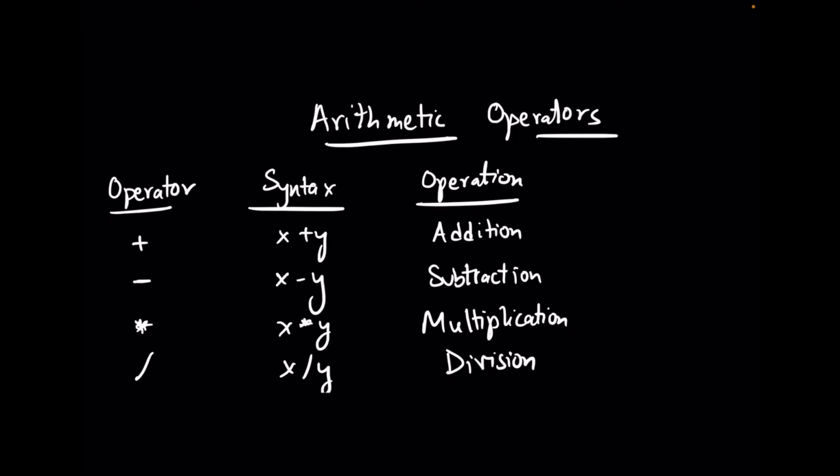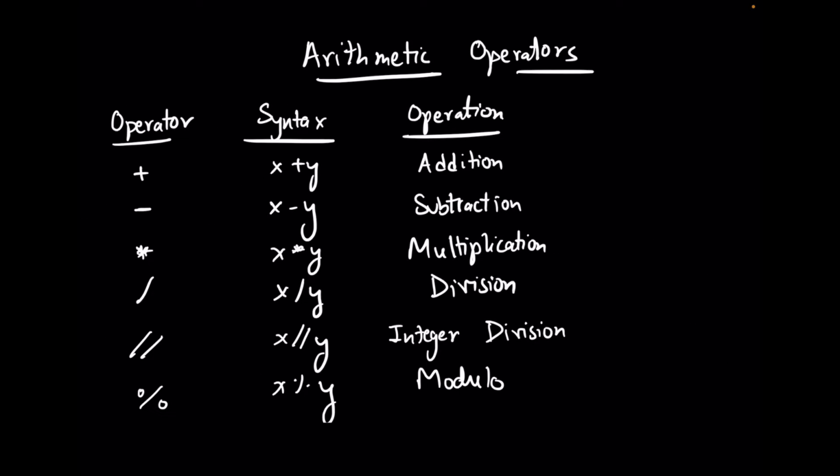Now let's look at some more complex arithmetic operators. Here we have the double slash operator. The syntax for this is similar to the others. It's x double slash y. What this does is something known as integer division. Basically, it performs the division of x and y and returns only the quotient. In other words, if you perform the complete division of x and y, it will truncate the decimal part and return only the whole number. This is the same as the quotient.